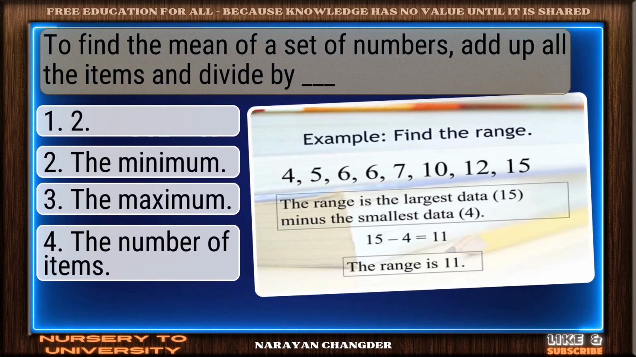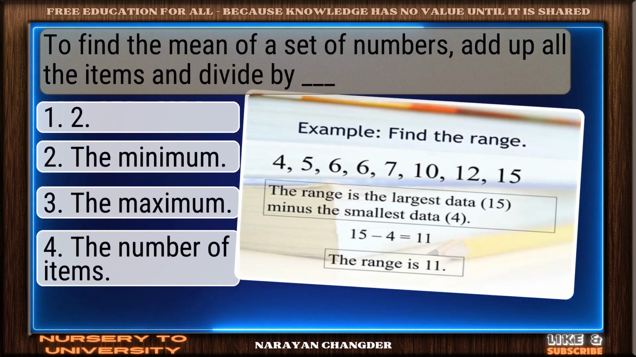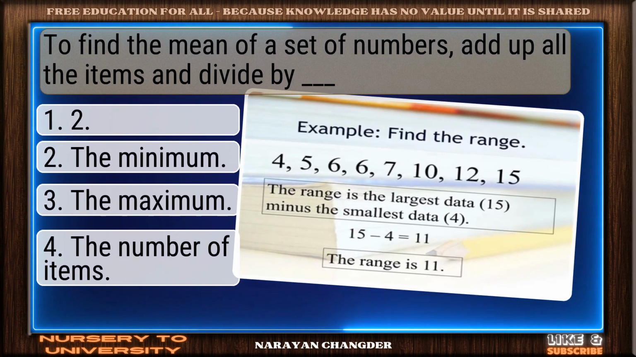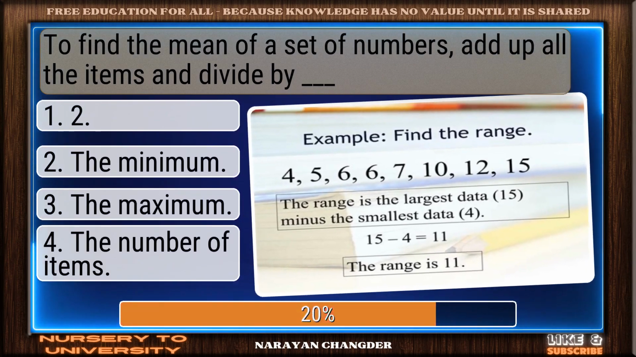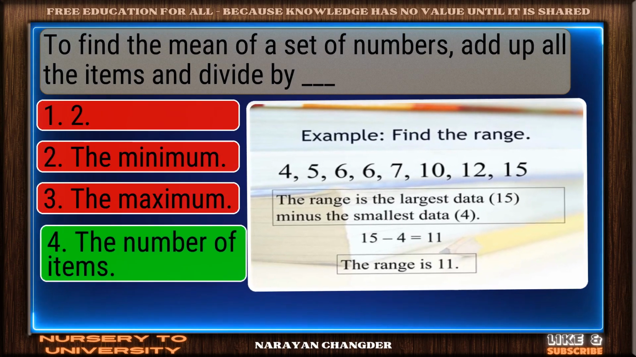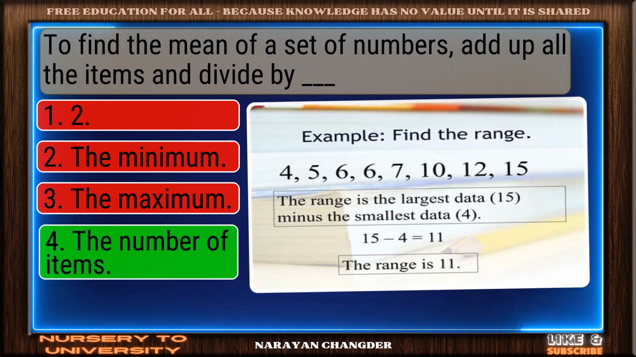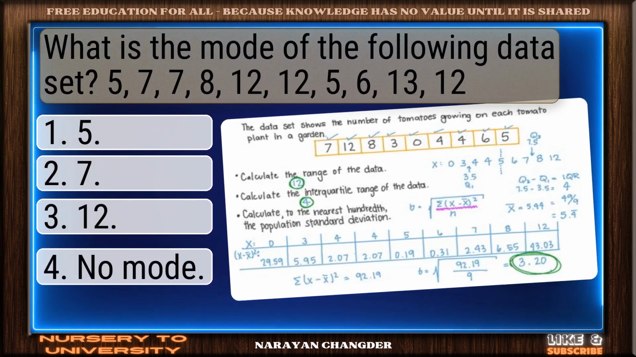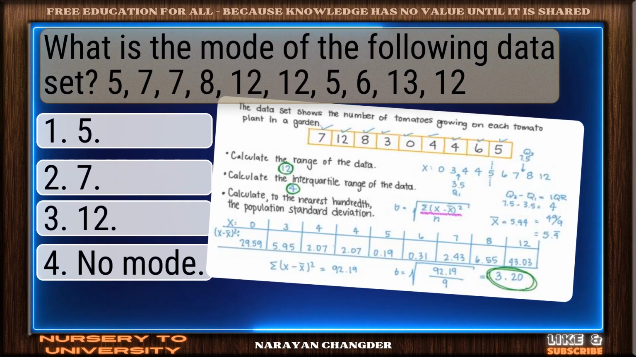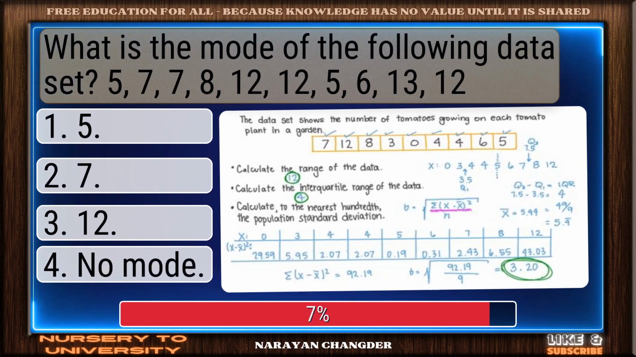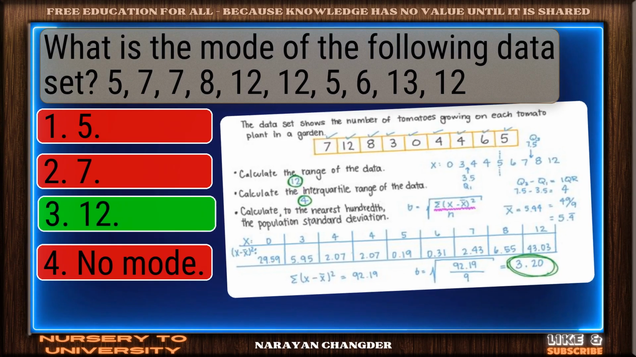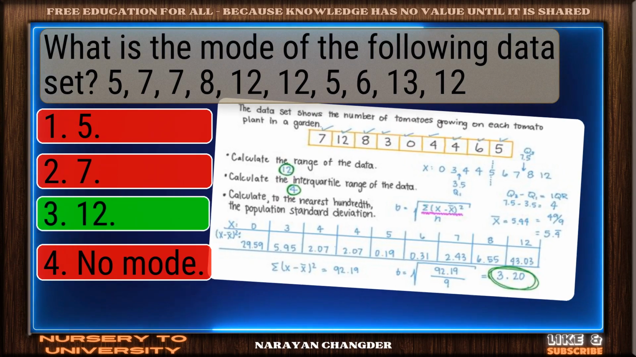Question number 54. To find the mean of a set of numbers, add up all the items and divide by dash. Great job. The number of items is the accurate answer. Question number 55. What is the mode of the following data set? 5, 7, 7, 8, 12, 12, 5, 6, 13, 12. Excellent. 12 is a brilliant choice.